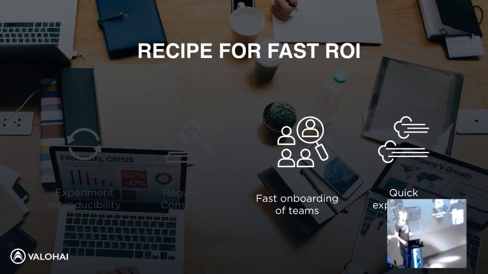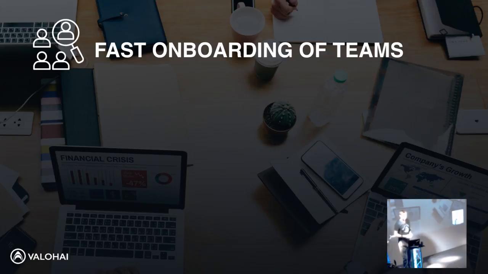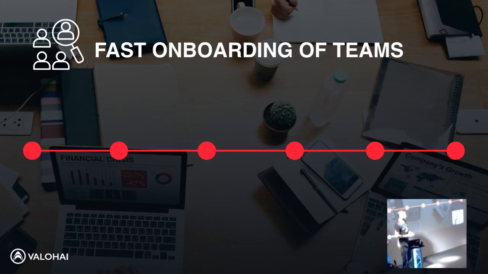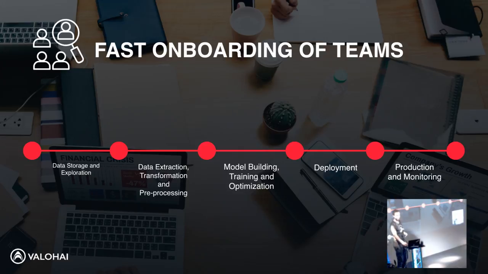Then fast onboarding of teams. If we think of the machine learning pipeline, when we talk about the machine learning pipeline, we talk about going from left to right here. We start from data storage and exploration. We go to extraction of data, transforming the data, pre-processing the data in some way. Then we go to actually building the model, training it, optimizing it. Then we deploy the model somewhere, and then we have it in production.